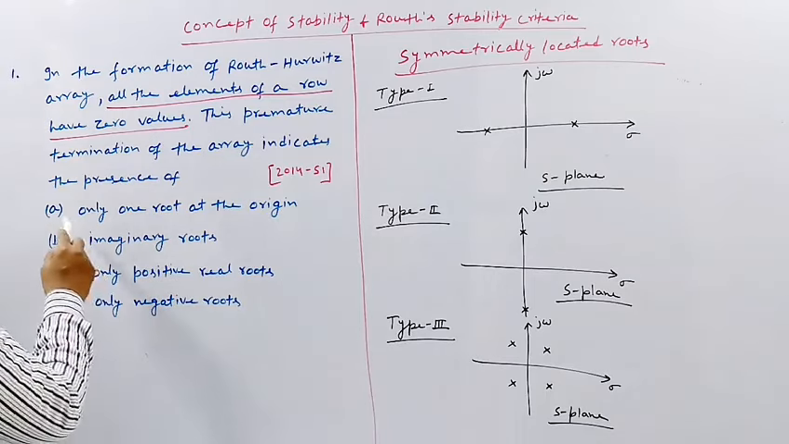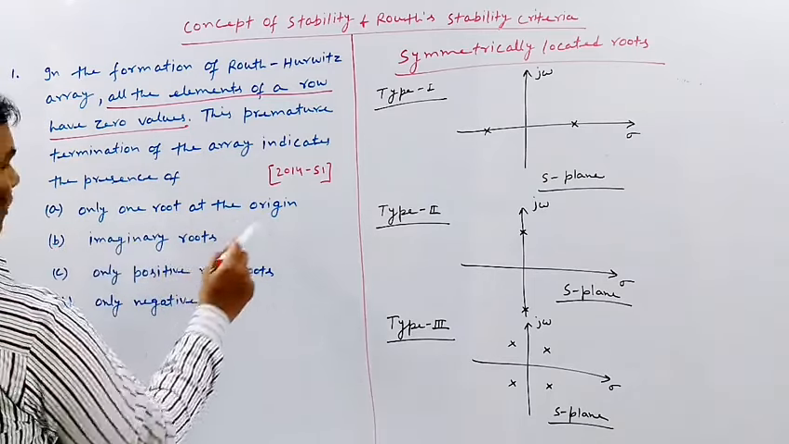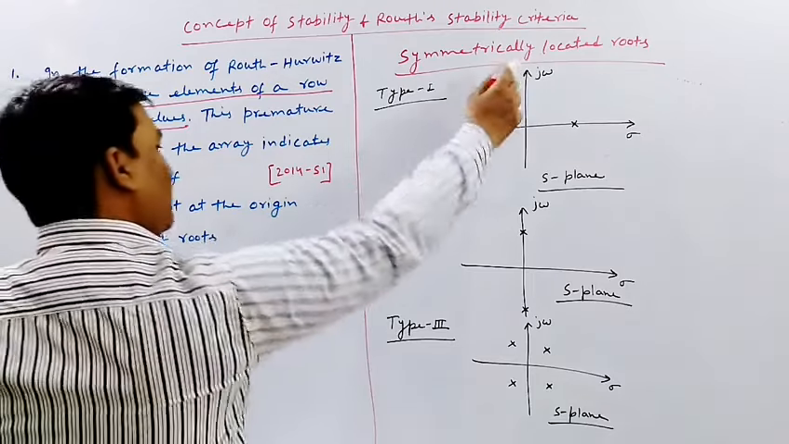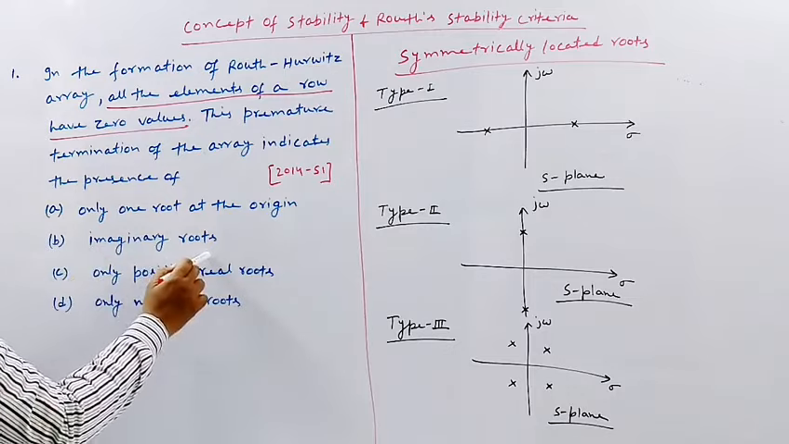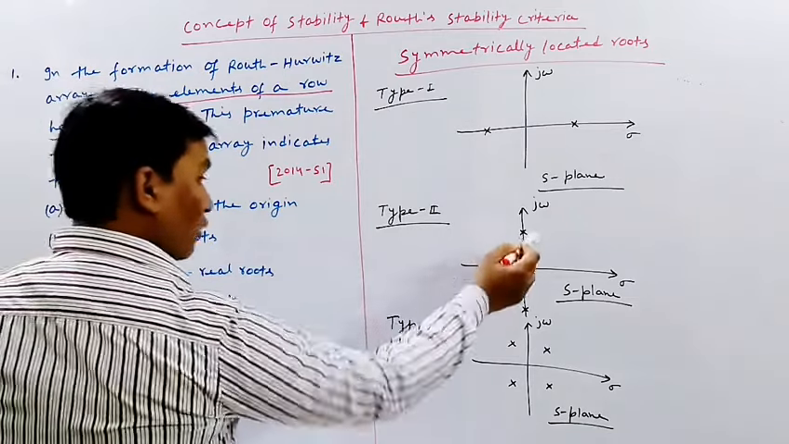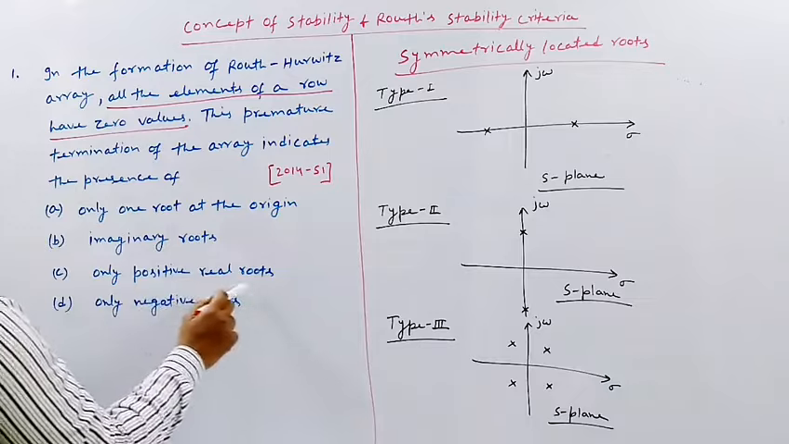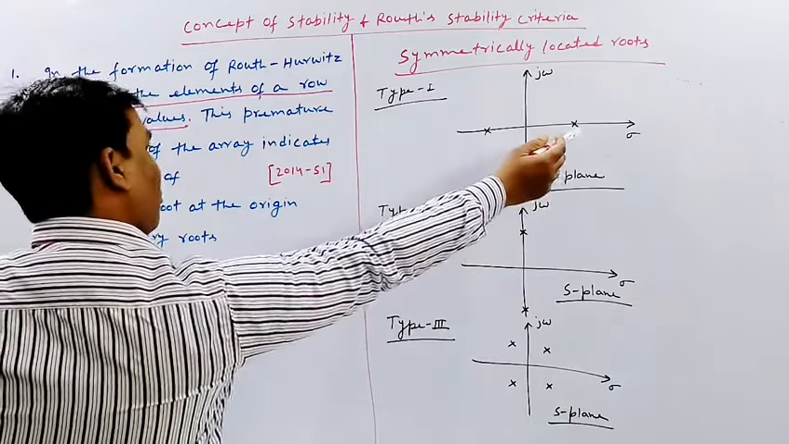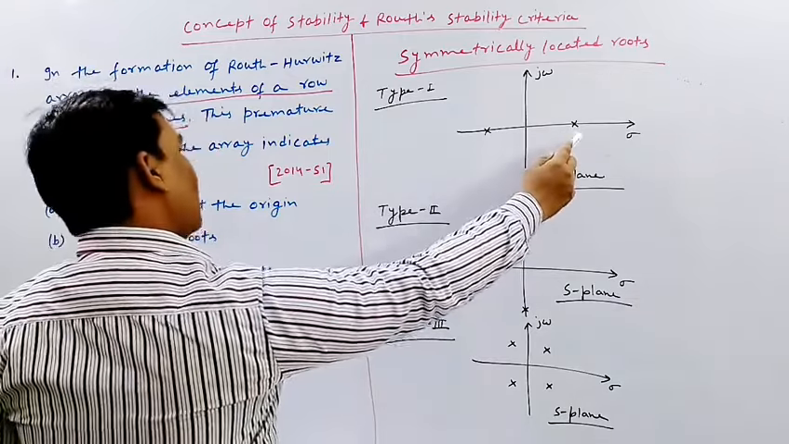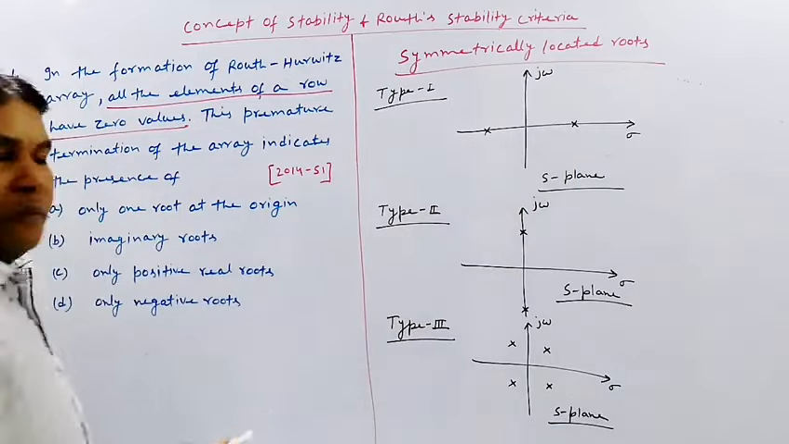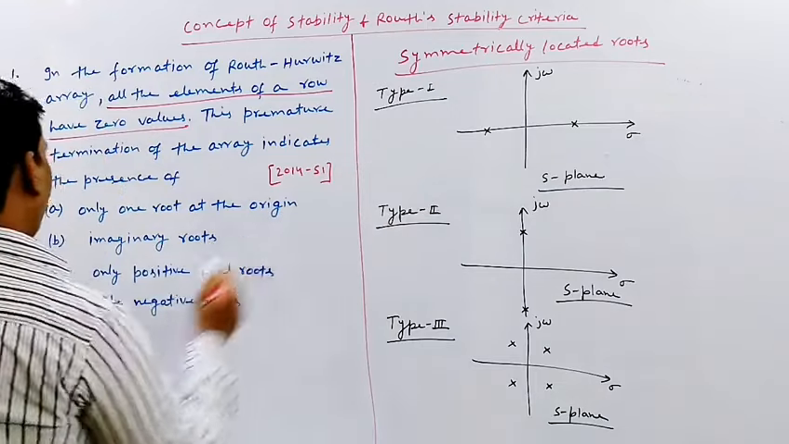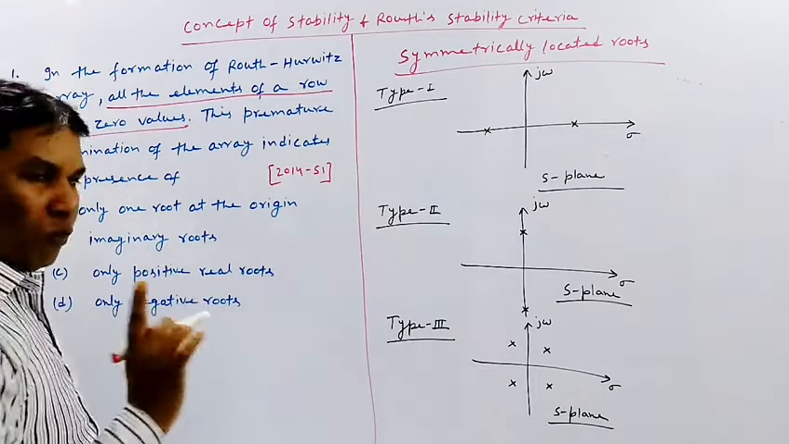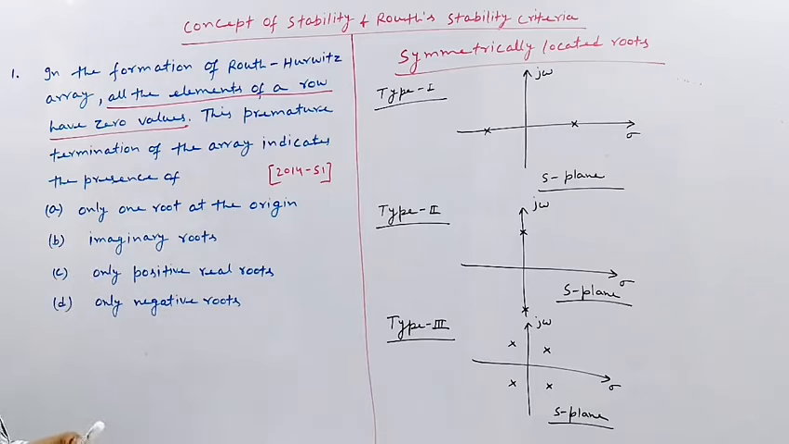So let us see which one is correct. The first alternative says only one root at the origin. This is not possible because there must be any one of the three cases. Only one positive real root is also not possible, because if one positive real root exists, then there must be a symmetrically located negative real root. Only negative real root is also not possible. So the only possible answer is B, imaginary roots.